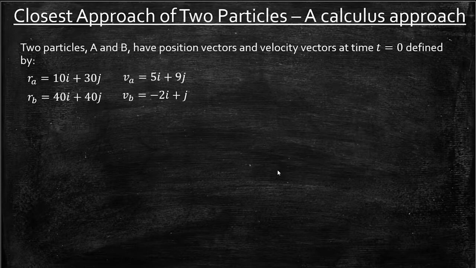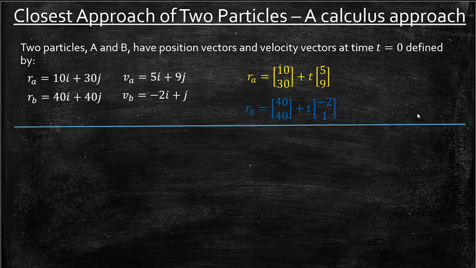So for particle A, all we have to do is take the initial position and then add on the velocity vector after time t, and we'll do the exact same thing for particle B. So that's the initial position of particle B, and this is the direction B is going to be traveling in. So what do we need to do?